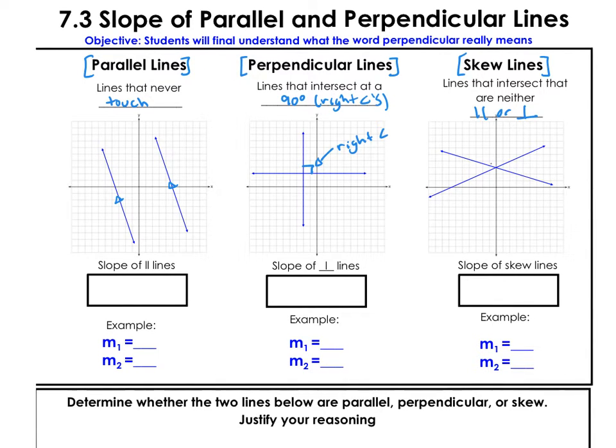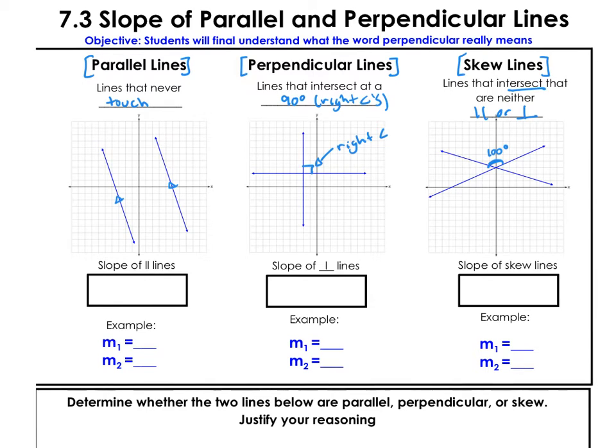So if you look here, if we had this example, these two lines are skew because that's not a 90-degree angle. This is like 100 degrees. So if you have lines that are intersecting but are not at 90-degree angles, that's skew lines, okay? It's basically everything that's not parallel or perpendicular. So those are the three definitions you need for today.